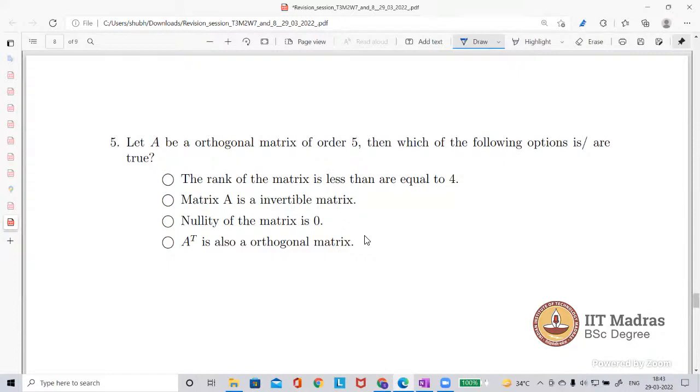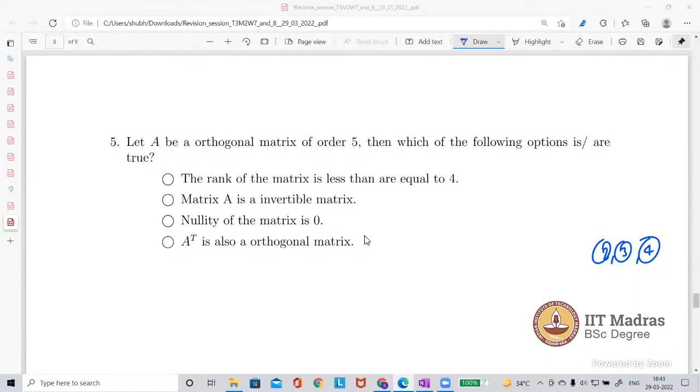So this question is: let A be an orthogonal matrix of order 5. Then which of the following options is going to be true? The rank of the matrix is 4; the nullity of A is 0; A transpose is an orthogonal matrix. Options 2, 3, 4.